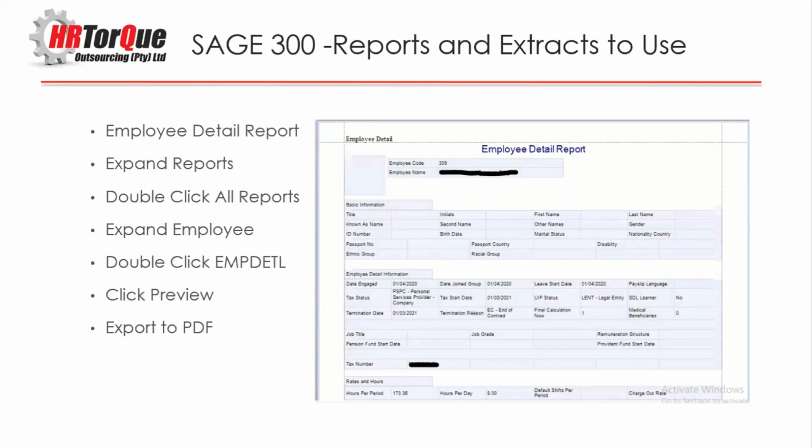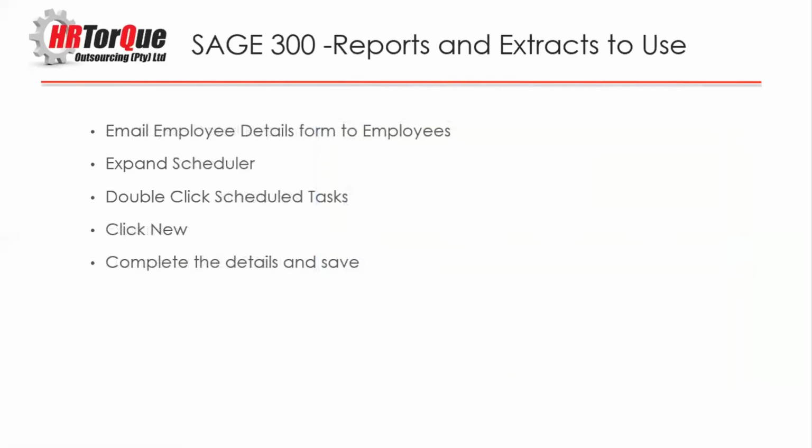It's an opportunity to check all things like the employee's name, dates of birth, and all the other information we've spoken about previously that we need to validate. Sage 300 also allows us to use the scheduler at this stage to email that detail report to each individual to allow them to verify their details. You can follow the steps there. We expand our scheduler, go to our scheduled tasks, and complete a new task. We select that we want to send this employee details report out, and then we can send it out and schedule it to go out.